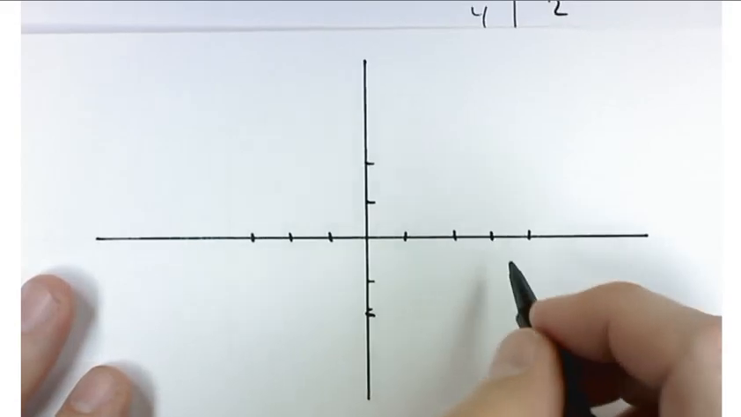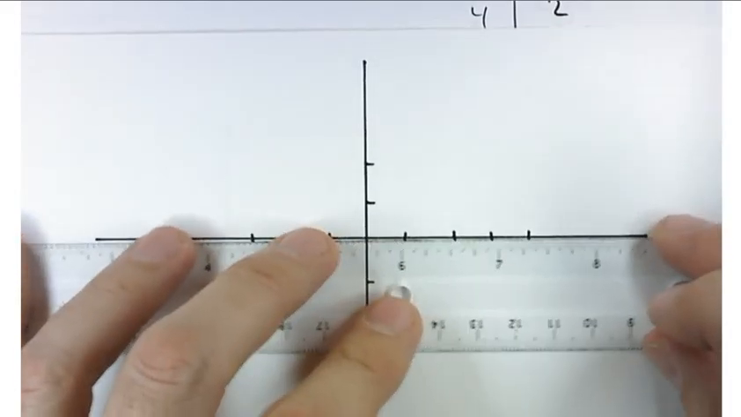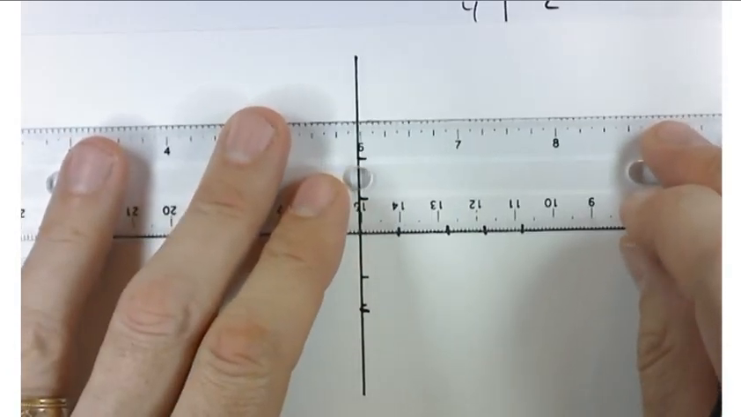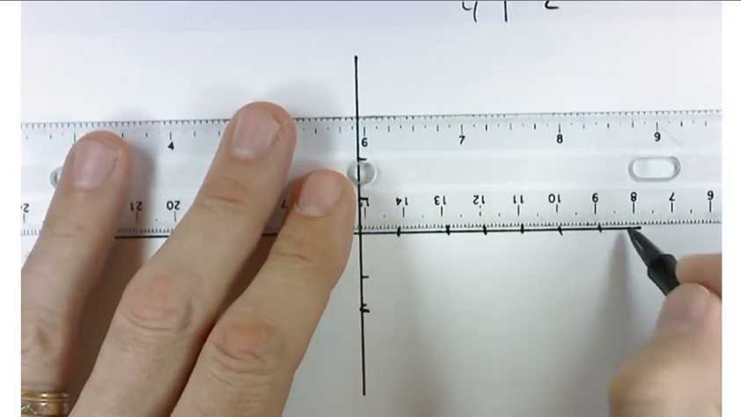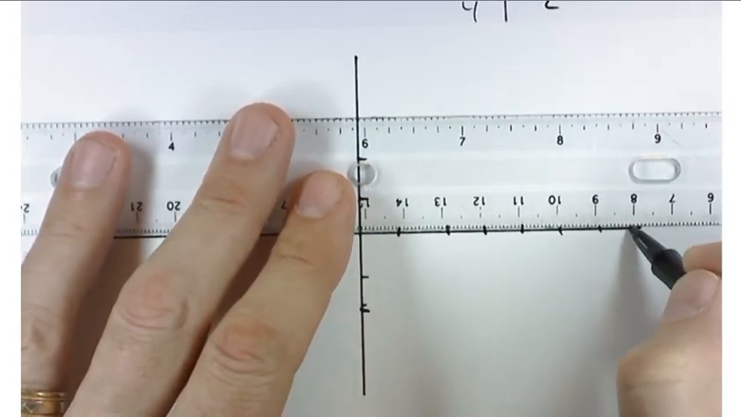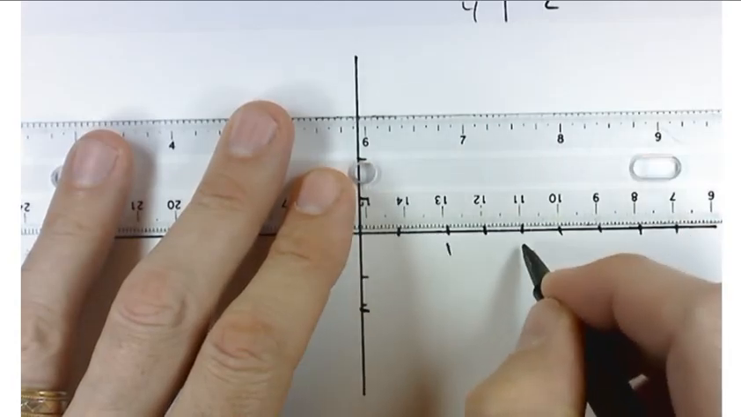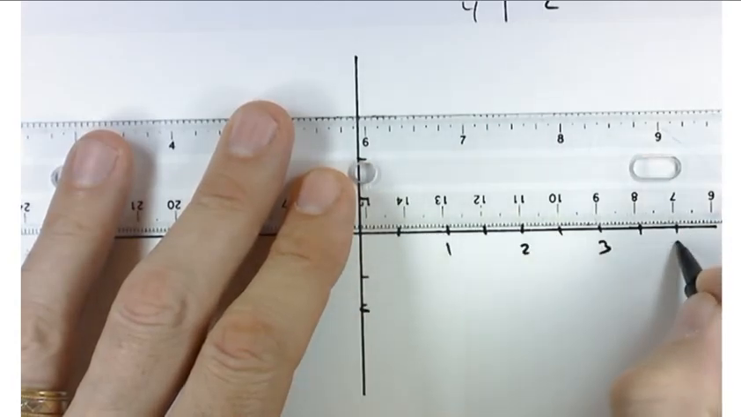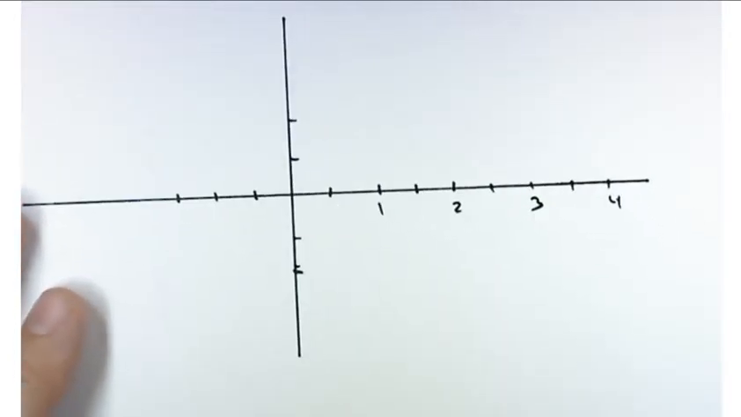You know what? Let's see if I can't make this a little bit bigger to give ourselves a little bit more room. So each one of these tick marks is going to represent a unit of 1/2. So 1, 2, 3, and 4. And I'm doing that just to give myself a little bit more room along the x-axis.